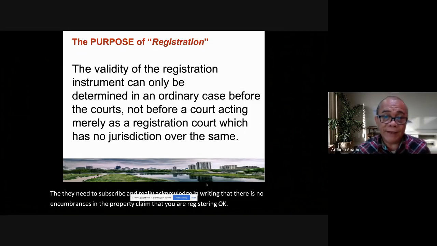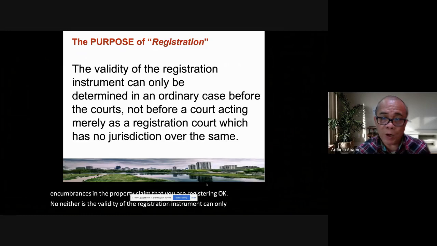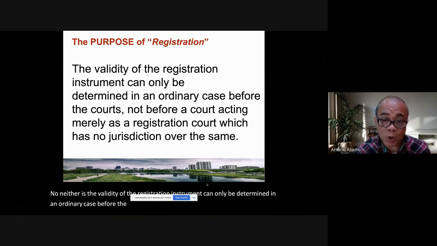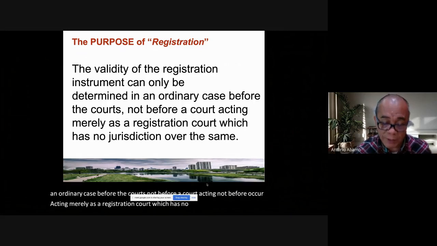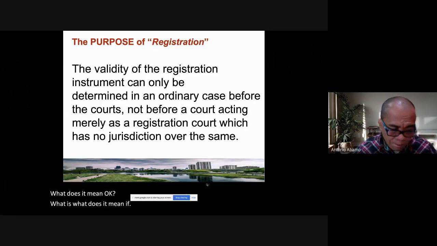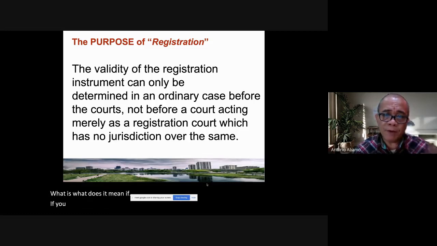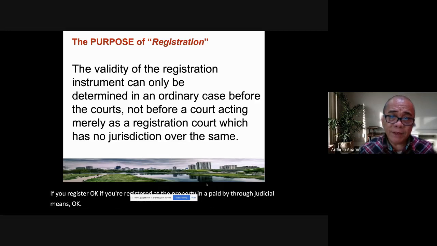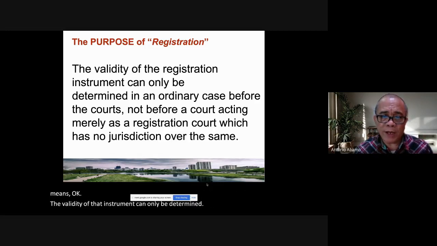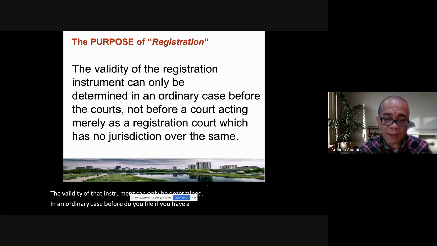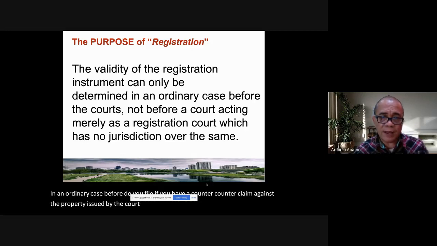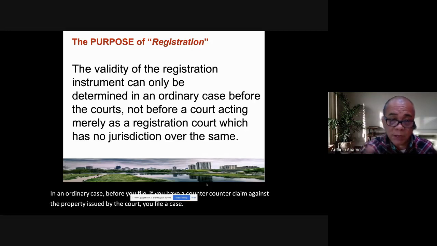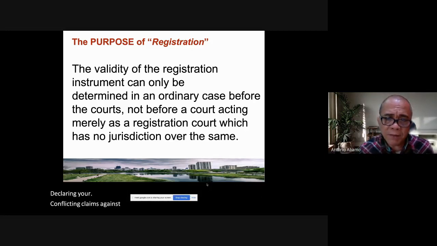Now, another is that the validity of the registered instrument can only be determined in an ordinary case before the courts, not before a court acting merely as a registration court, which has no jurisdiction over the same. What does it mean? If you register the property through judicial means, the validity of that instrument can only be determined in an ordinary case that you file. If you have a counterclaim against the property issued by the court, you file a case declaring your conflicting claim against the property. It can be filed anytime, okay?